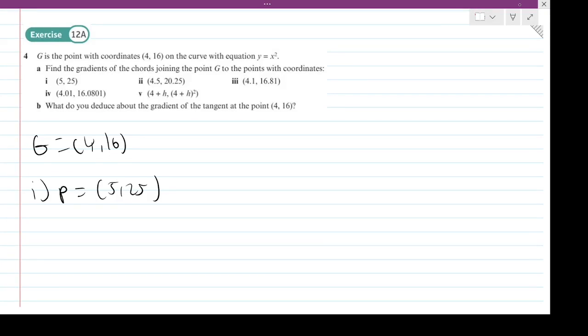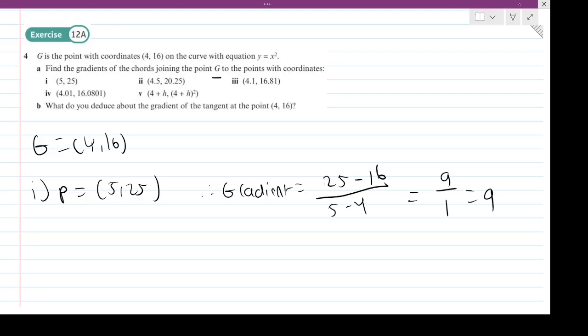So again, we're going to do the same sort of exercise. It's basically asking what's the gradient between the point G and these points here. So when P, the other point, is (5, 25), the gradient is changing y over changing x between P and G. So that'd be 25 take away 16 for changing y. Changing x would be 5 take away 4. Well, 25 take away 16 is 9. 5 minus 4 is 1. So the gradient is 9 in this case.